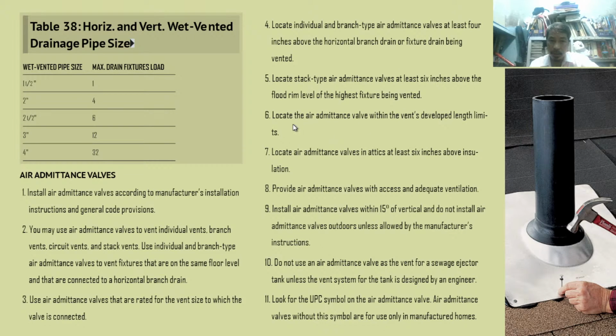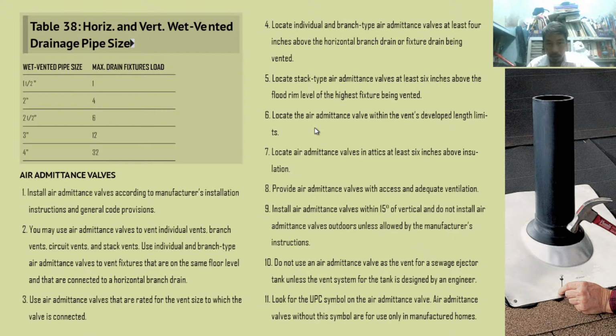Locate the valve within the vent's developed length limits. So, developed length, within. If it is less than 40 feet in length, it is the same as the pipe requirement. But if it is more than one pipe size increase, we have to increase the size of the valve also.